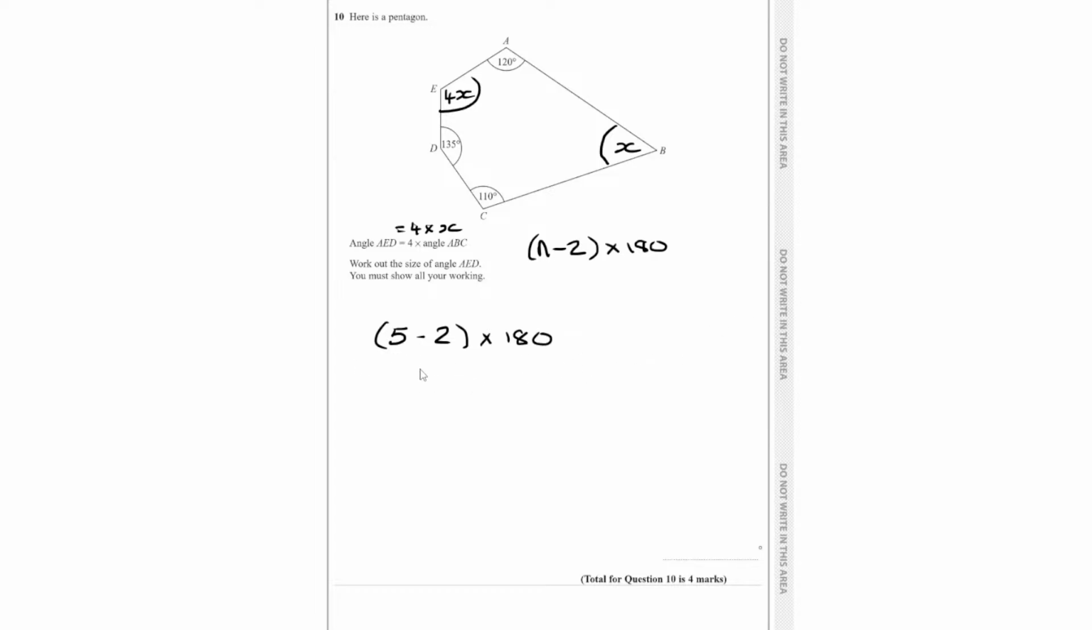And you just have to work that out. So obviously that's 3 times 180. You can either multiply it or you can just do 180 plus 180 plus 180. It's up to you, however you work that out. I'm probably going to use column multiplication myself.